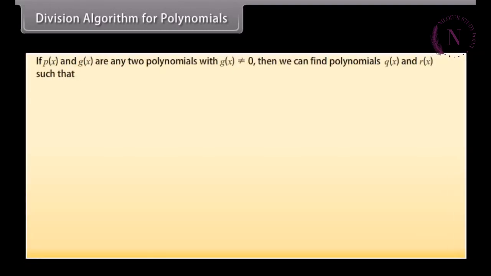Division algorithm for polynomials. If p(x) and g(x) are any two polynomials with g(x) not equal to 0, then we can find polynomials q(x) and r(x) such that p(x) is equal to g(x) times q(x) plus r(x), where r(x) is equal to 0 or the degree of r(x) is smaller than the degree of g(x).